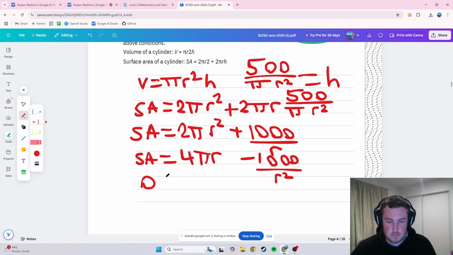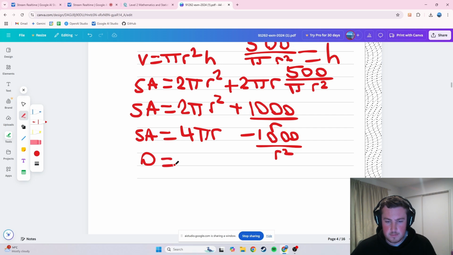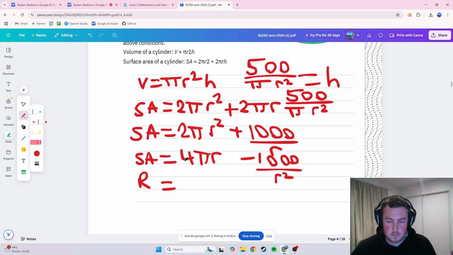Sure. Let's set the derivative equal to 0. 4 pi r minus 1000 over r squared equals 0. First, add 1000 over r squared to both sides of the equation. 4 pi r equals 1000 over r squared. Then multiply both sides by r squared. 4 pi r cubed equals 1000. Next, divide by 4 pi. r cubed equals 1000 over 4 pi. Finally, take the cube root of both sides to solve for r. That gets you approximately r equals 4.30. Now that you have r, can you calculate h?